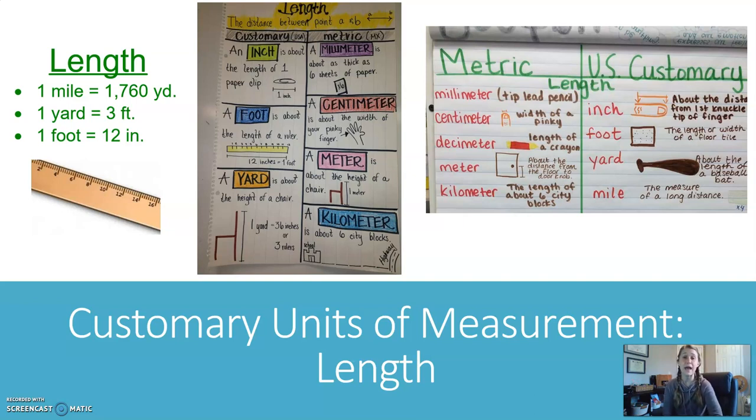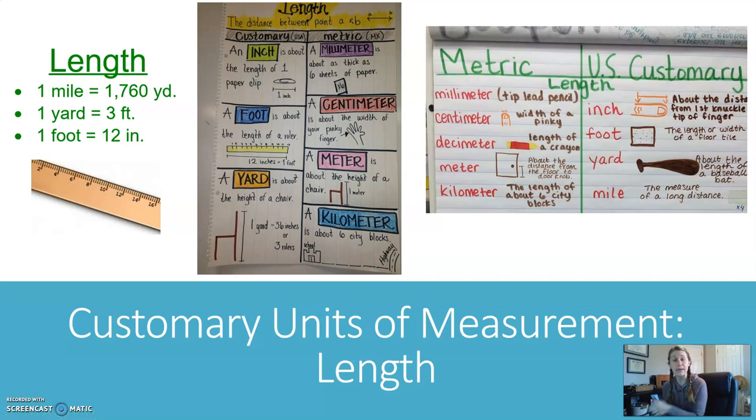And lastly, we have mile, the biggest unit of measurement for customary length, and that is our unit that measures long distances. So within the metric system, we have kilometer to measure long distances. Within the customary system, we have mile to measure long distances. So this is when we're in our cars and we're driving. So you can imagine, if I have to go a mile down the road, that's a long distance, and we use mile for that.